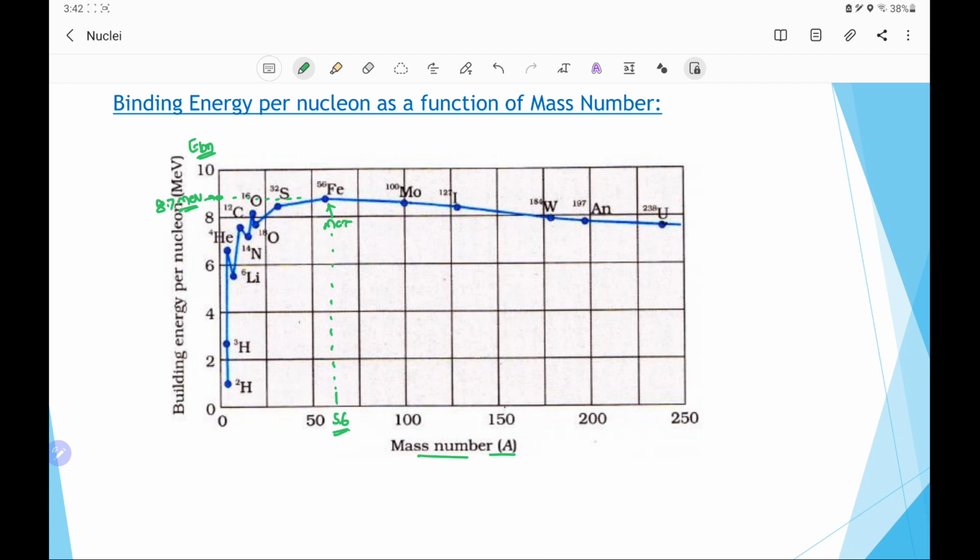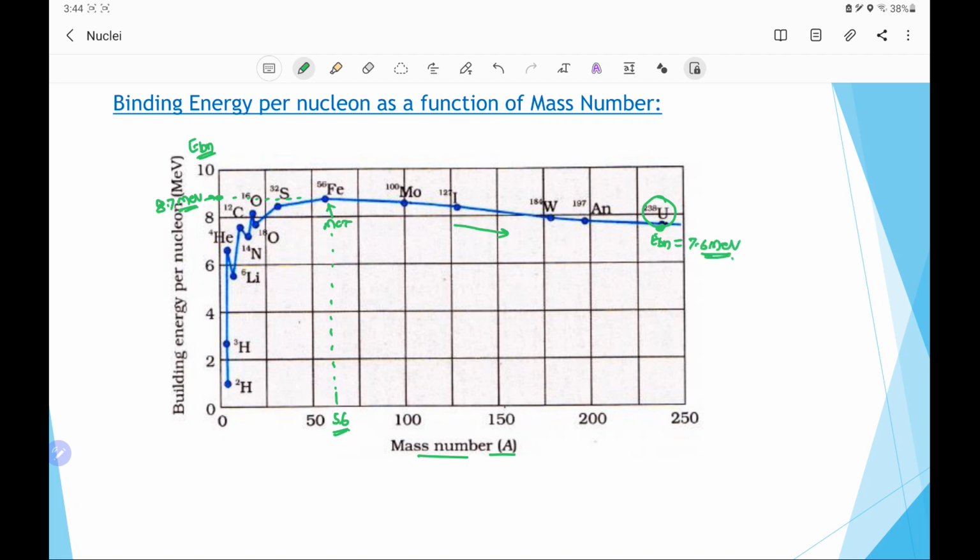For the more heavy nuclei, binding energy decreases. If we see the graph, it decreases as the mass number A increases. For the heaviest nuclei element, 238, it drops to about 7.6. If we see the value of the binding energy, here binding energy per nucleon is 7.6 million electron volt.